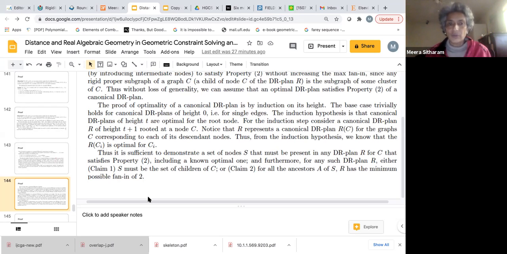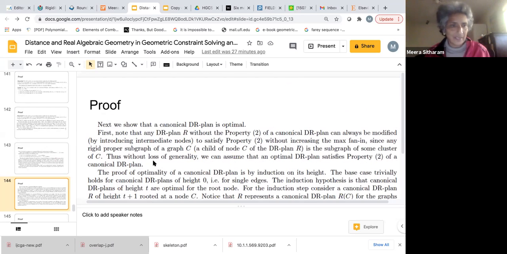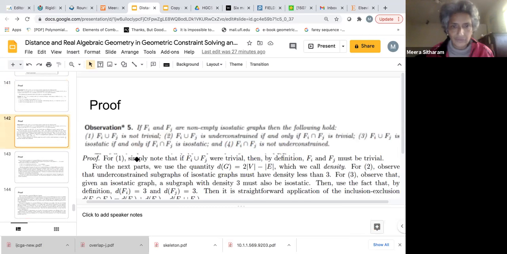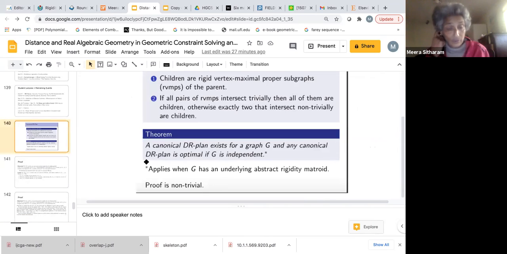So what we're going to do is demonstrate that there is a set of nodes that must be present in any DR plan R for C. I keep talking about the two properties, and we saw them a moment ago, but let me just remind you of the two properties. Where are the two properties? Here.